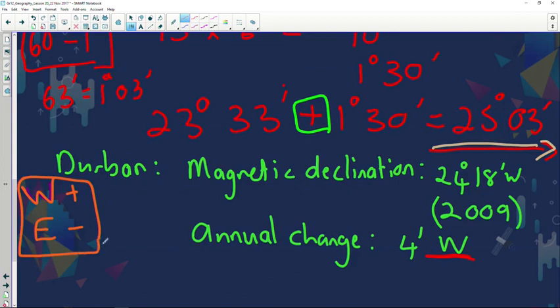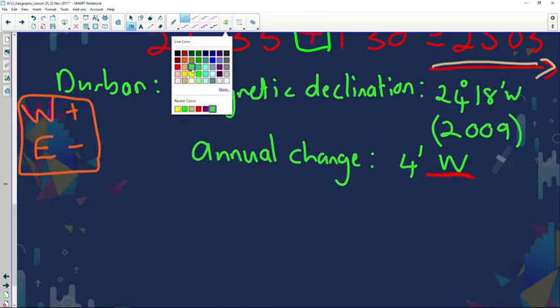So if you look at Durban, this is just an example. Once you look at the Durban map, it tells us that the magnetic declination for Durban is 24 degrees, 18 minutes west. When they recorded this magnetic declination, it was in 2009. The annual change is 4 minutes west. And then the question asks, calculate the present magnetic declination. So the present magnetic declination will be for the year 2017.